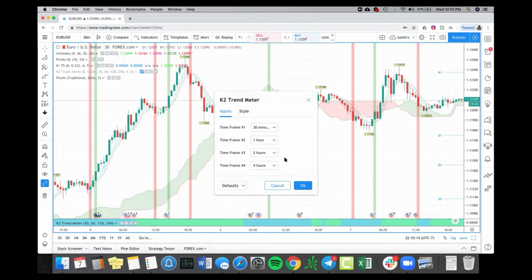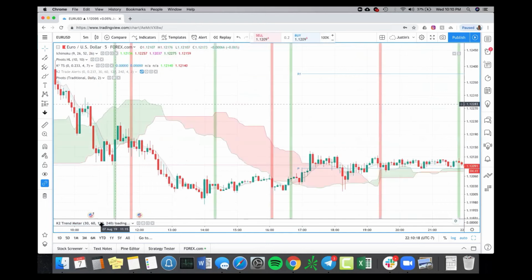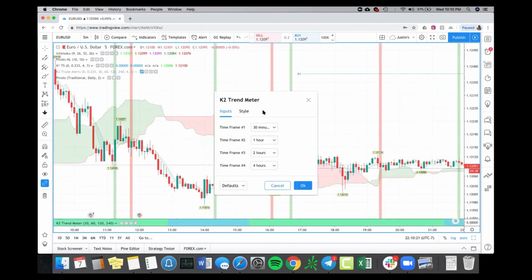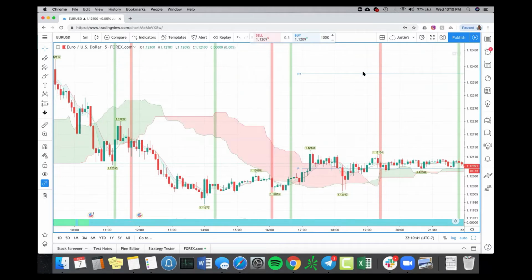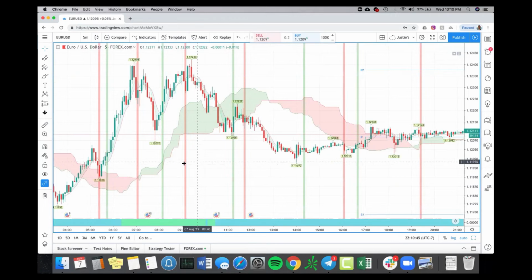But if you wanted to trade, let's say scalping, so you go to 5 minutes, I would change the trend meter to like 5, 15, 30, so the trend isn't too far out. Because if you're scalping, you need to know the short-term trend. So I would put 5 minute, 15-minute, 30-minute, 1 hour, and then you can apply the strategy the same exact way that you do it for intraday trading.